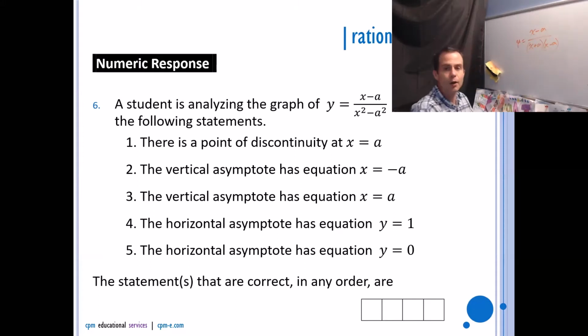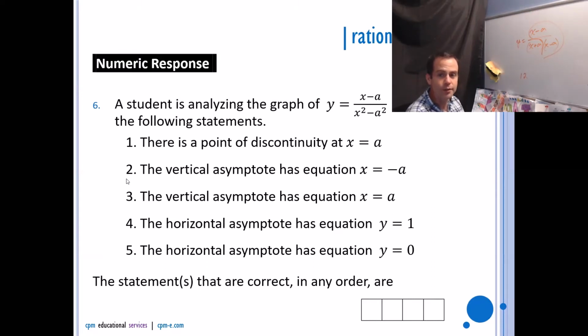Okay, so now I see that I have a point of discontinuity at x equals a. That is true. Point of discontinuity at x equals a. So number 1 is true. Number 2, there's a vertical asymptote at x equals -a. That is also true because I have x plus a as a factor on the bottom by itself. The vertical asymptote has the equation x equals a. Well, it can't be x equals a and x equals -a at the same time. So 3 is not true.